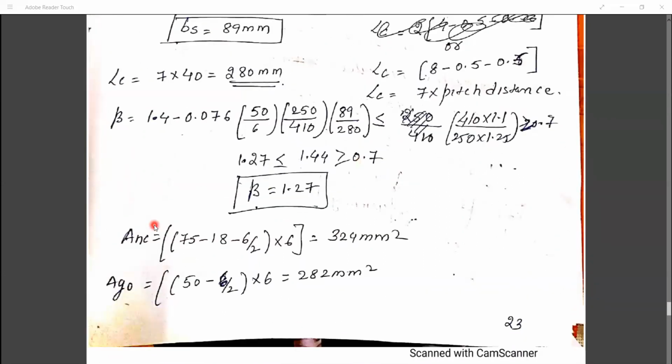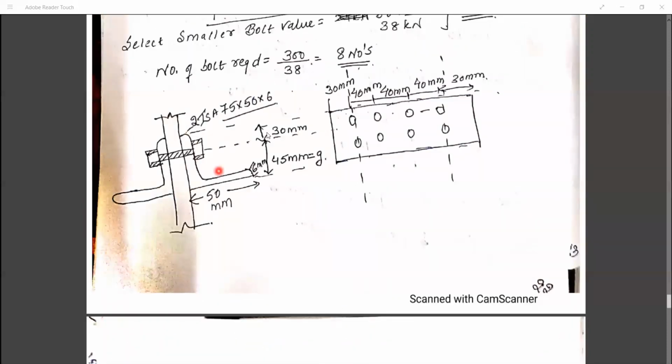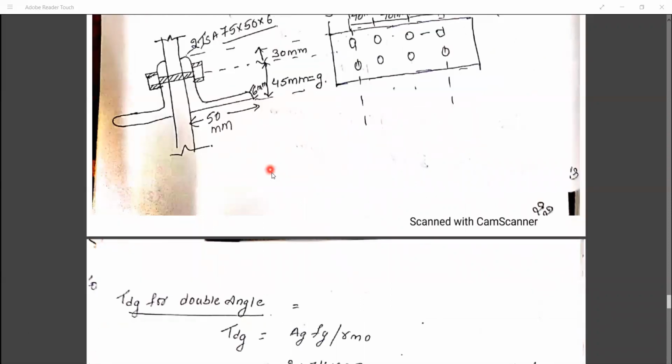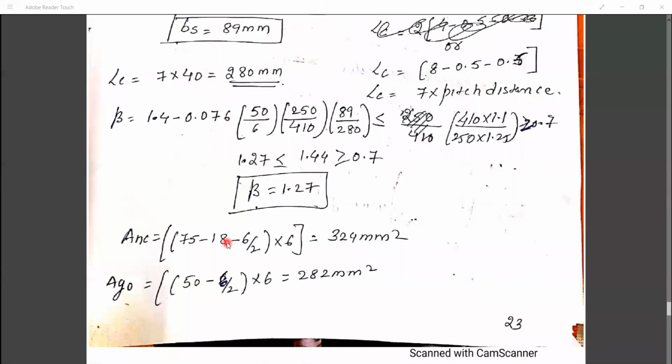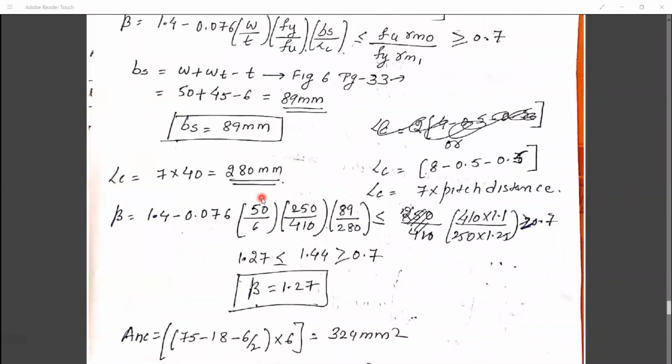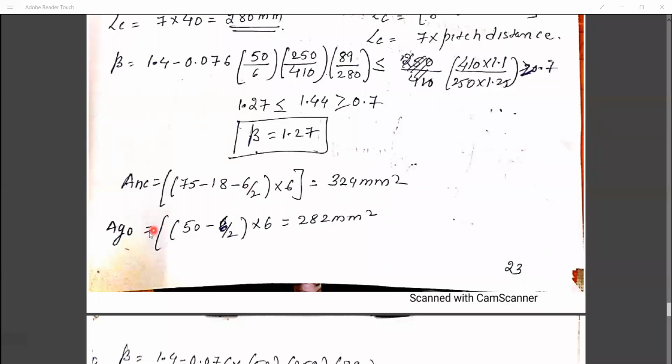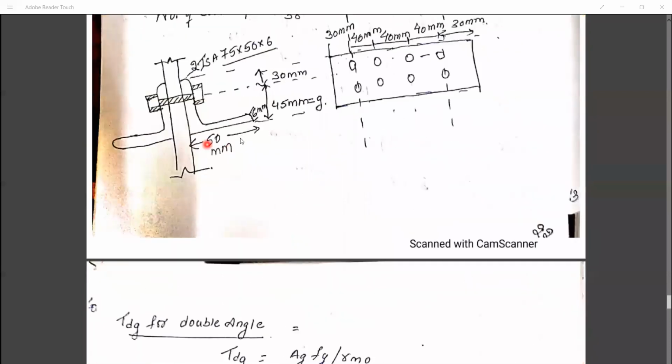So now ANC we can calculate by using this formula. ANC 75 is total angle section 40 plus 30. 75 minus 18. 18 is nothing but your bolt distance. 16 plus 2. 18 minus 6 by 2. 6 by 2 is your thickness. This thickness 6 by 2 into 6. 324 mm square. Here Ag naught is 50 minus 6 by 2 into 6. This leg. 50 minus 6 by 2 into 6. That is nothing but 282 mm square.